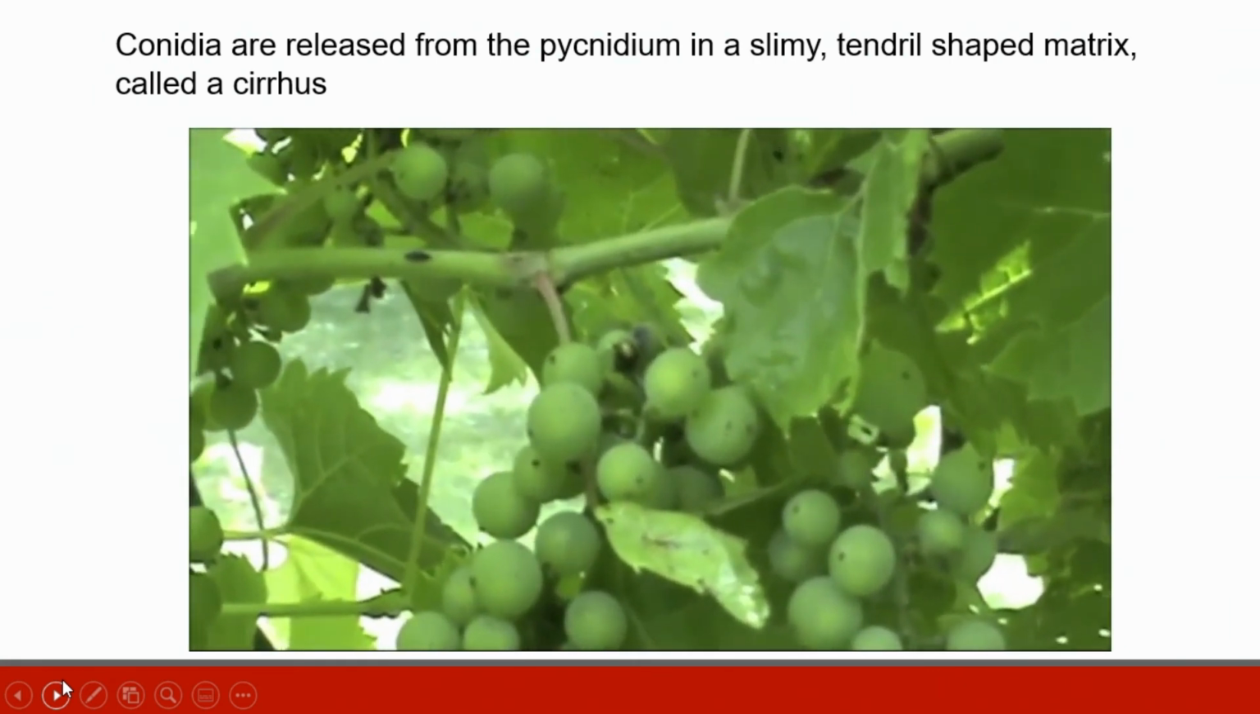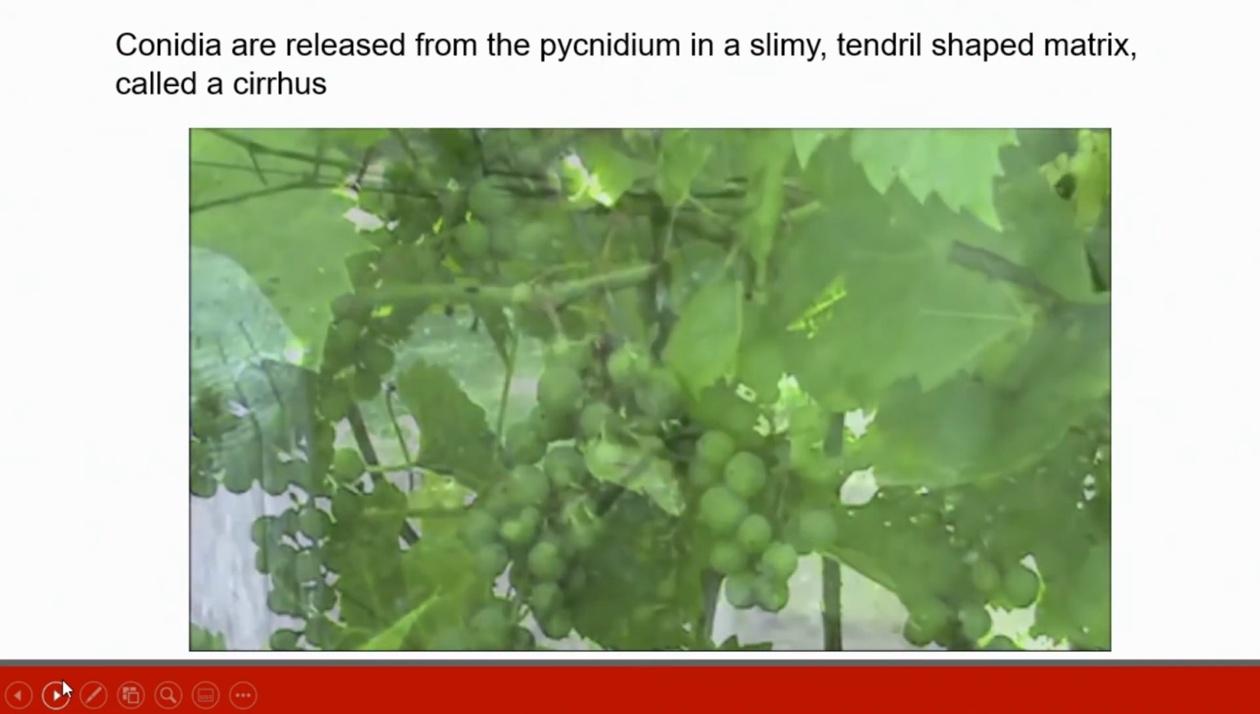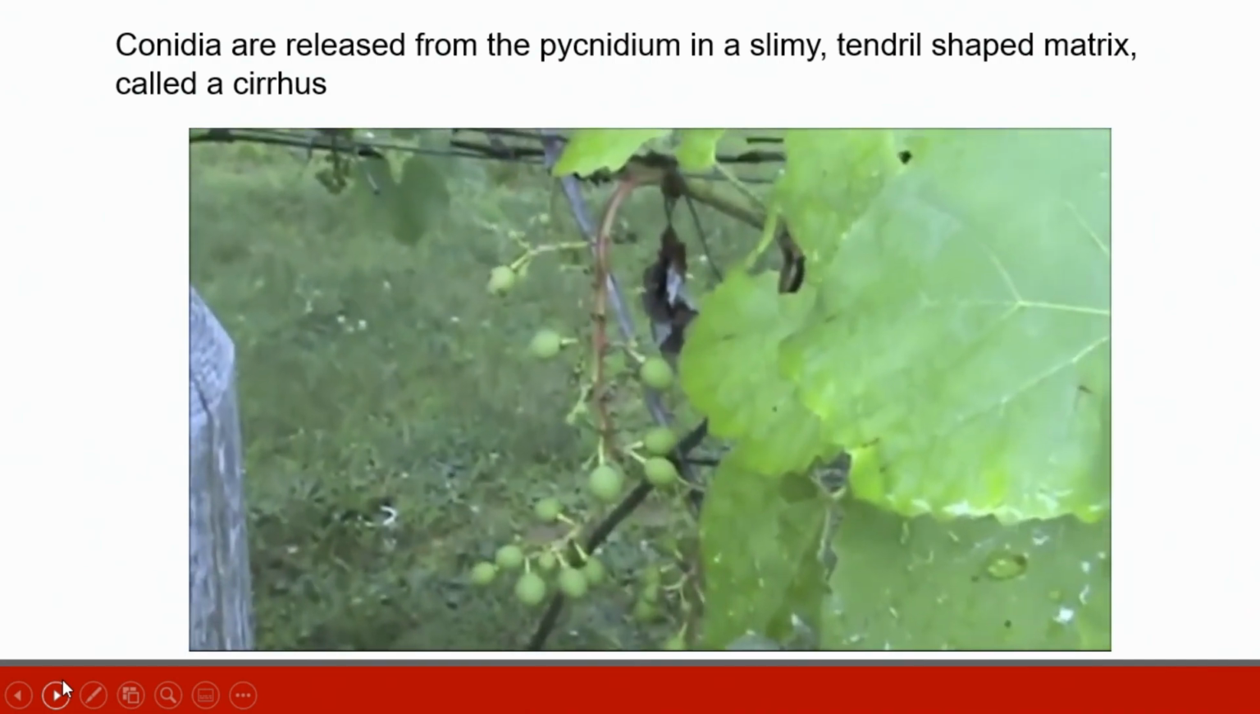Guignardia bidwellii, more commonly known as black rot, is a devastating fungal pathogen that affects grapes across the globe. It has the capabilities to destroy an entire harvest if not treated.